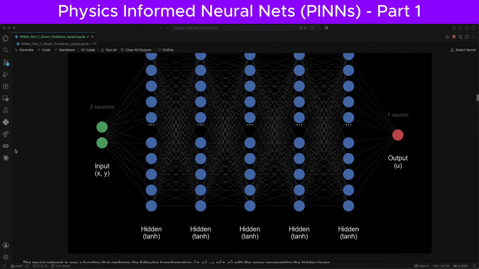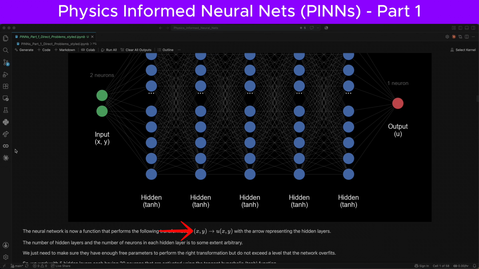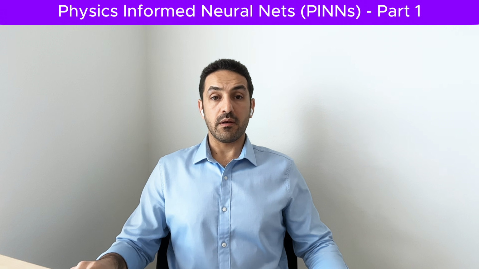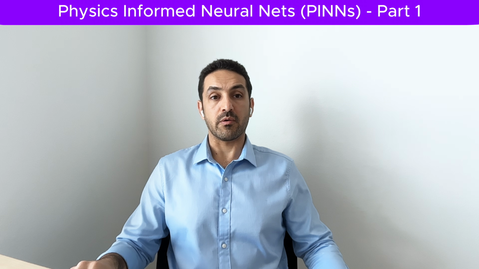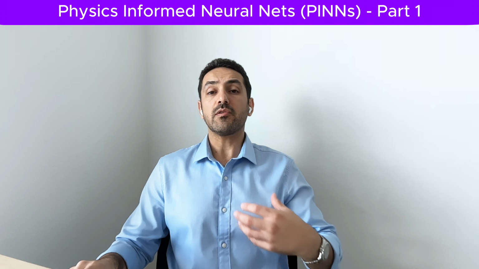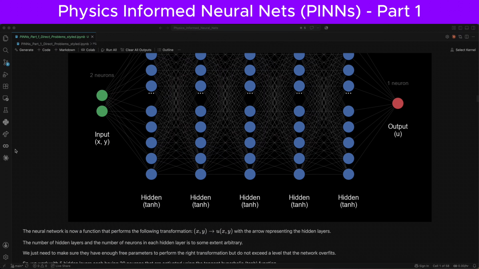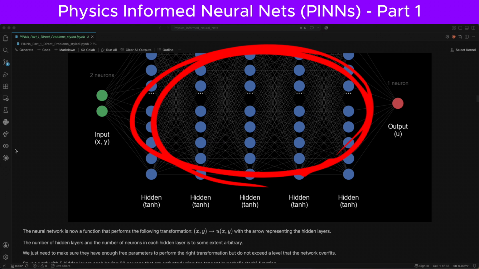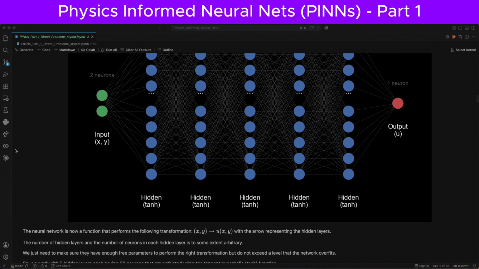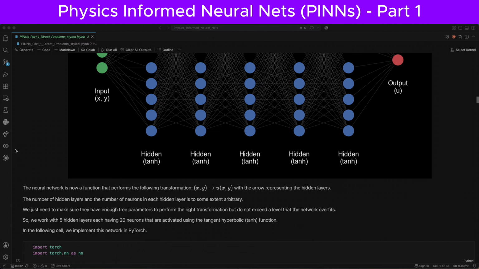The neural network is now a function that performs the transformation from the pair x and y to u, with the hidden layers represented by the arrow. The number of hidden layers and the number of neurons in each is, to some extent, arbitrary. We just need enough free parameters to perform the right transformation, but not so many that the network overfits. So we work with 5 hidden layers, each having 20 neurons, activated using the hyperbolic tangent, or tanh, function.